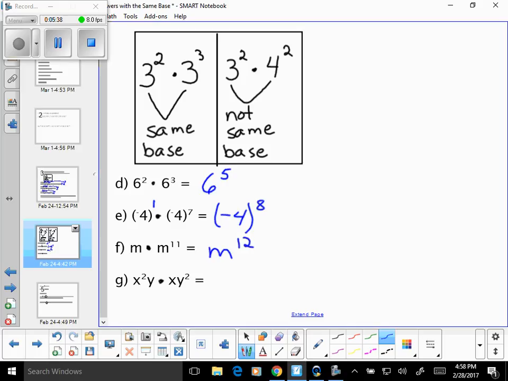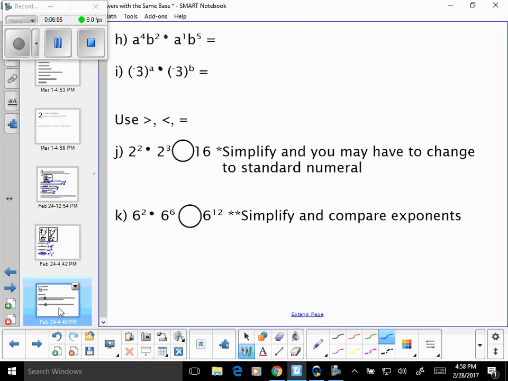Now G, example G, is a little bit more complicated because you have x's and you have y's. Now remember, we have to have same bases. So I can deal with the x's and get x to the 3rd. And then I can deal with my y's and get y to the 3rd. You try H. Did you get A to the 5th times B to the 7th?